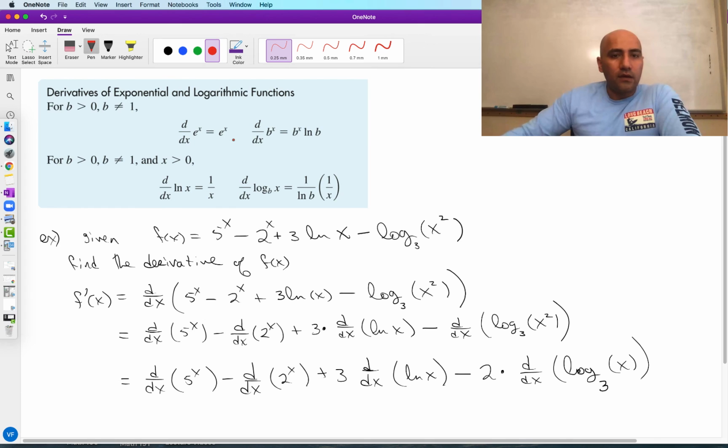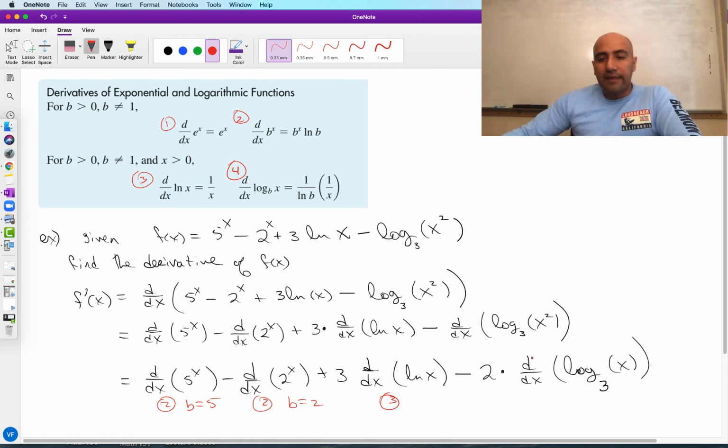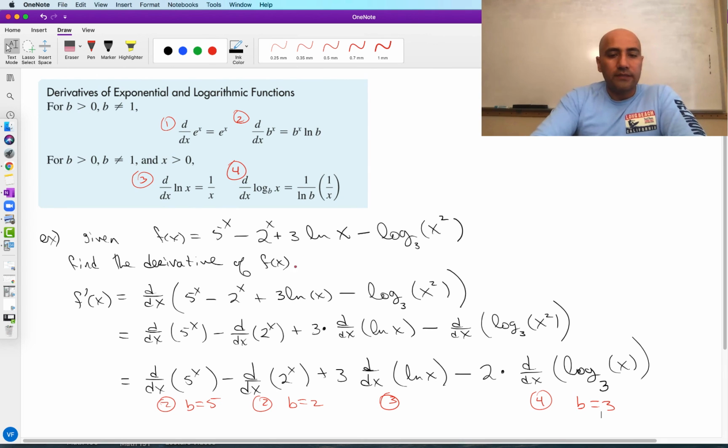Okay, so let's name them here. So this is a 1, a 2, a 3, and a 4, so I can reference them here. So this derivative is going to be like a number 2, right? You go to McDonald's and you order something, give me a number 2. This is going to be a number 2 where b equals 5, just like that one, b to the x. This one's also going to be a number 2. This is where b equals 2. Oh, there weren't any number 1s. Okay, well, interesting. This one's going to be like a number 3, exactly like it. And this one is going to be like a number 4. Give me a number 4, and this is where b equals 3. Okay, so let's apply them.